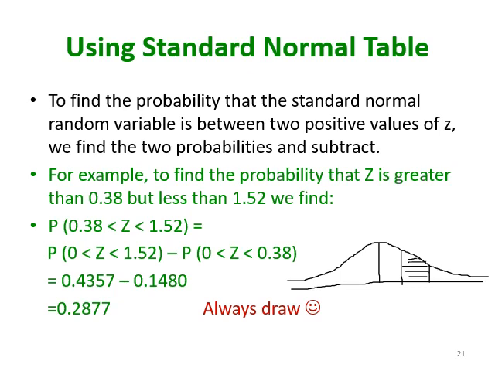Okay, how can we find this area? We can actually find the area from 0 to 1.52 minus the area from 0 to 0.38. So the first one, go look it up. We found it before. It's 0.4357 minus from 0 to 0.38. Look it up. It's 0.148. So you get the area 0.2877. And remember always to draw.